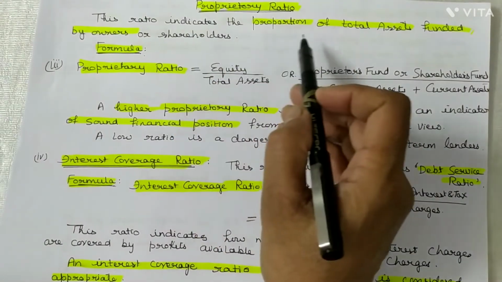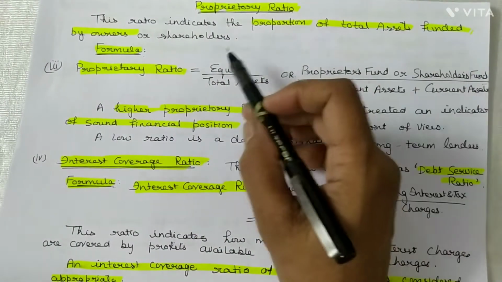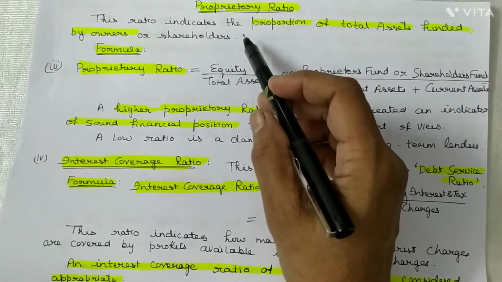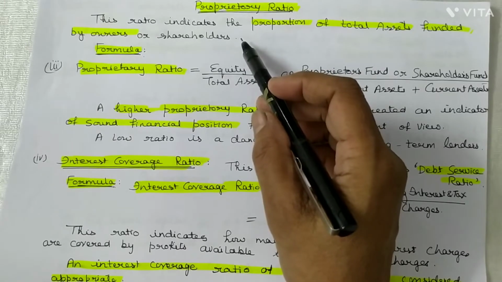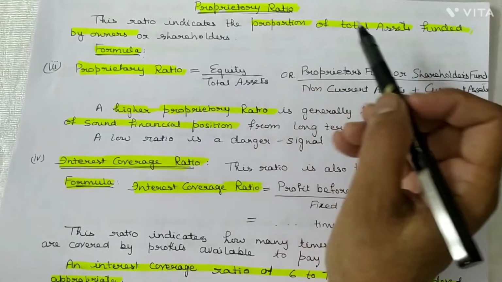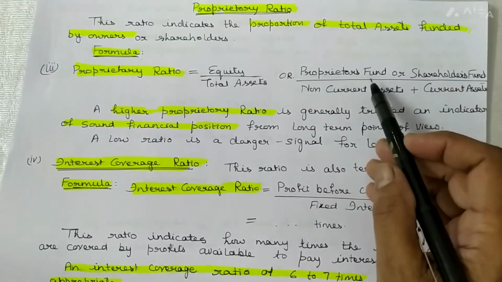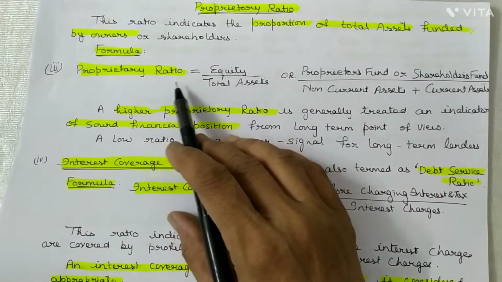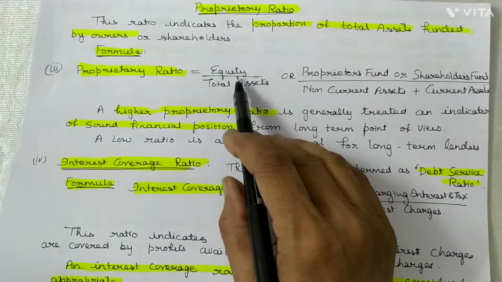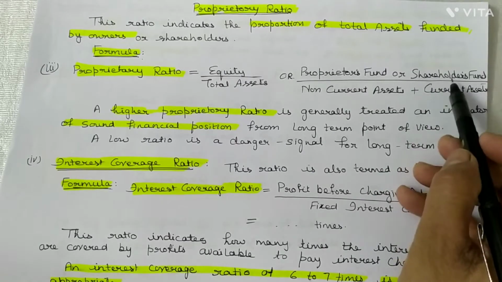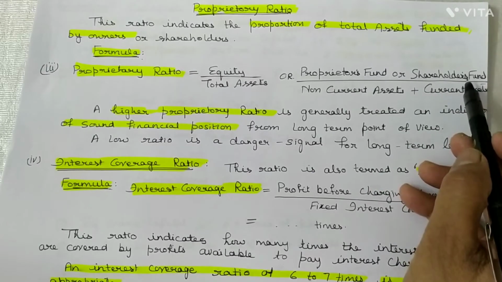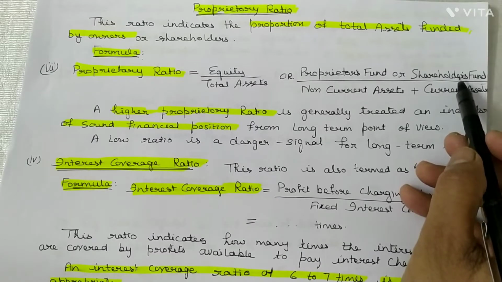Propriety ratio. This ratio indicates the proportion of total assets funded by the owner or shareholder. As you know, the proprietor or owner of the business invests money in the business as capital. In this case, owners are shareholders, so that's why you have to take shareholders' funds. Formula for calculating propriety ratio: equity over total assets. Equity is proprietor funds or shareholder funds. Shareholder funds include share capital as well as reserves and surpluses.